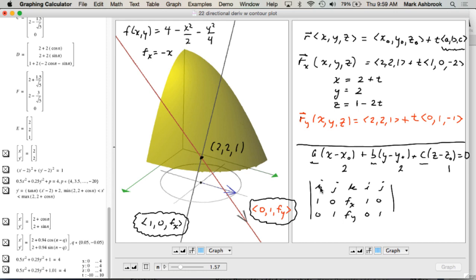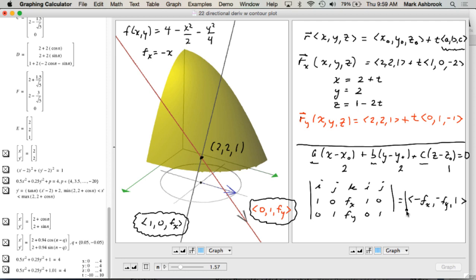So the i component is negative partial with respect to x. Agree? The j component, 0 this way, is negative partial with respect to y. Finally, the k component is positive 1 and 0.